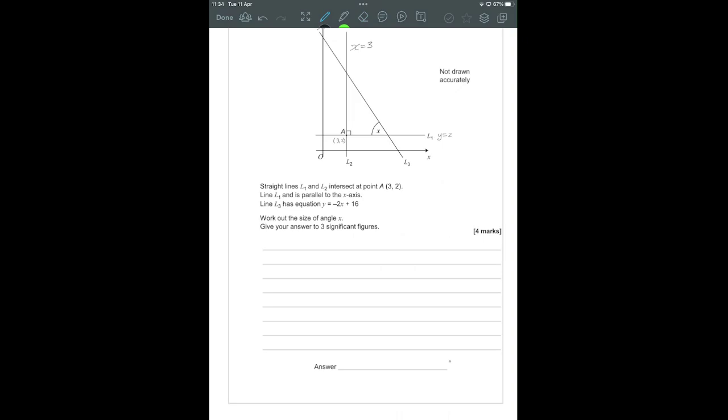Well, that automatically gives me some useful things. I know the x coordinate here is 3, and I know the y coordinate here is 2. Let's keep reading the question. So we've got our L1 and L2. L1 is parallel to the x-axis. Okay, I've already used that fact. And then I've used the fact that the right angle's there to say that L2 is parallel to the y. L3 has that equation.